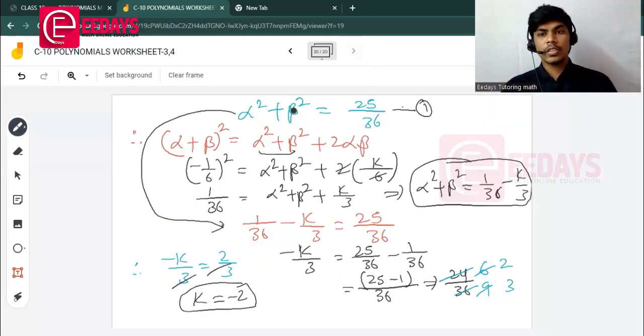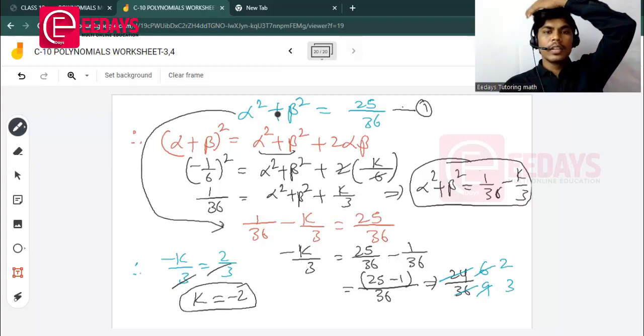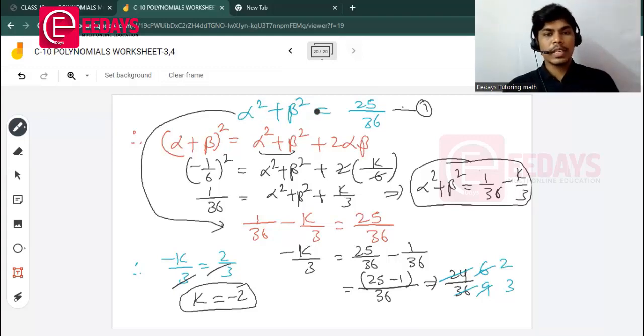Sum of squares of the zeros, not sum of zeros. Understand the word. Sum of squares is nothing but alpha square plus beta square. So this is the extra part, alpha plus beta whole square. And we are getting the equation like this, 1 by 36 minus k by 3. If you equate like this, we are getting the equation. The k value is minus 2.